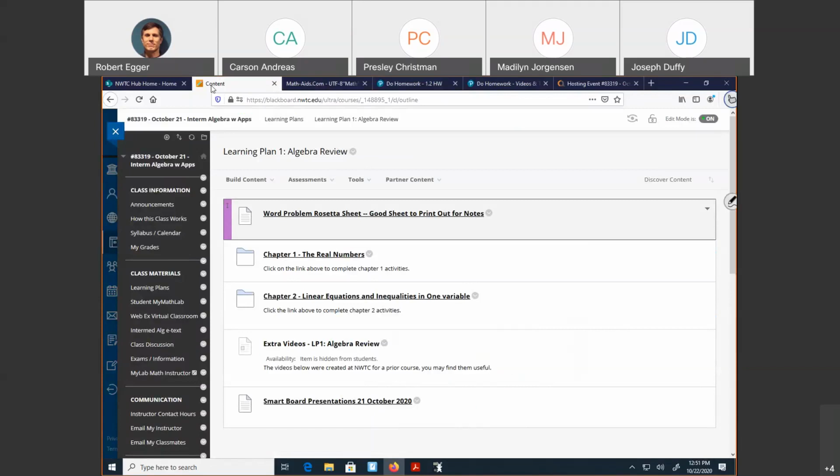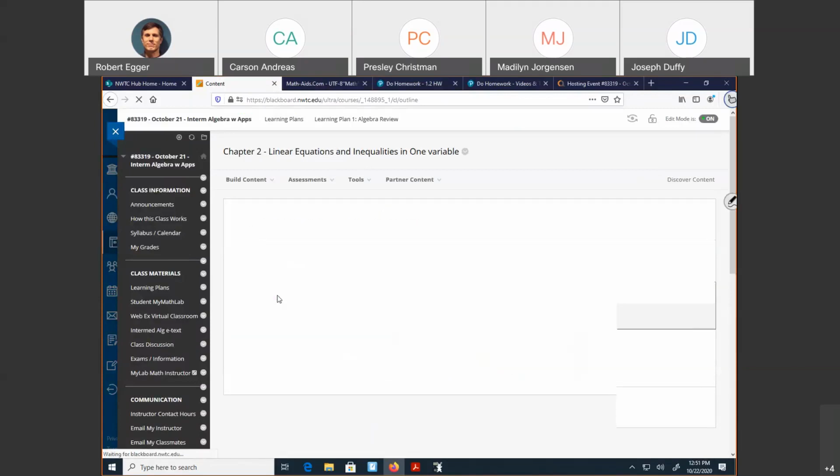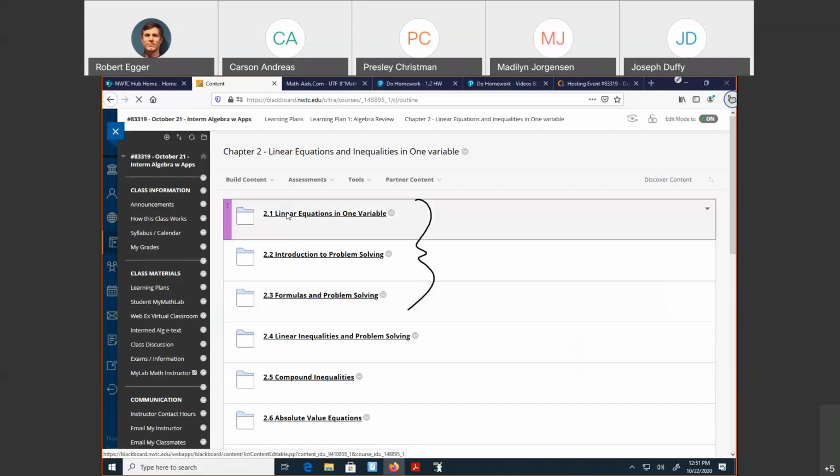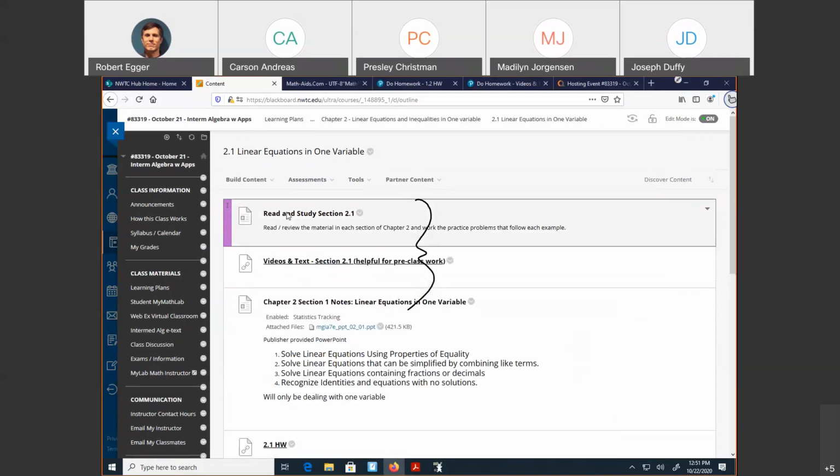So let's look at chapter 2, specifically 2.1 through 2.3. Linear equations in one variable, introduction to problem solving, formulas, and problem solving. So what do you have in this section for homework? Okay, reading and study.